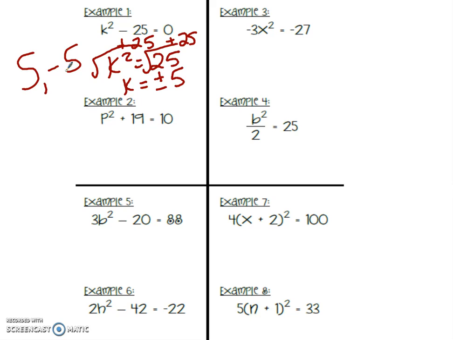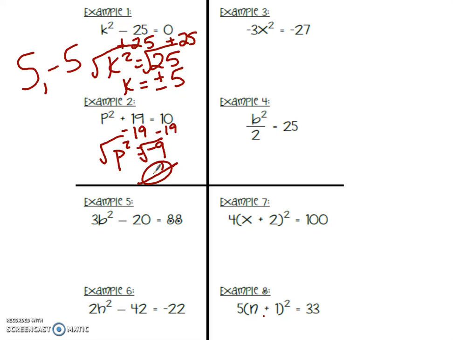All right, so let's do example number 2. We do minus 19, so we get p squared equals negative 9. Now, that is a perfect square, however, it is a negative. So we cannot square root a negative number. Any number times itself will not give us a negative. So that is a no solution.